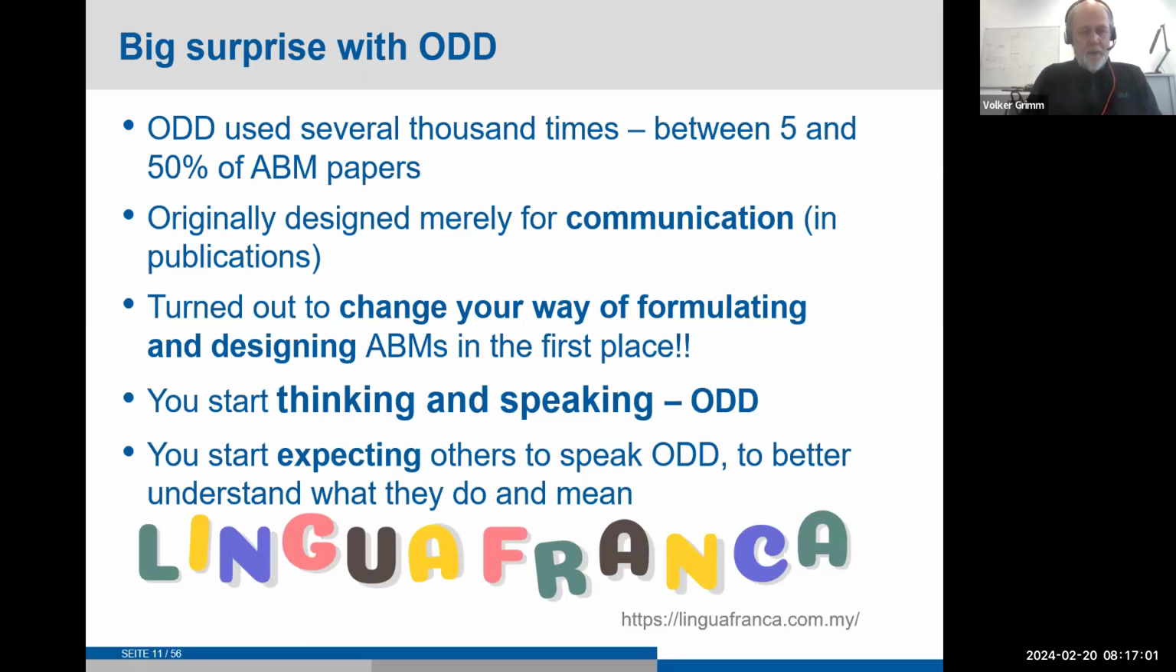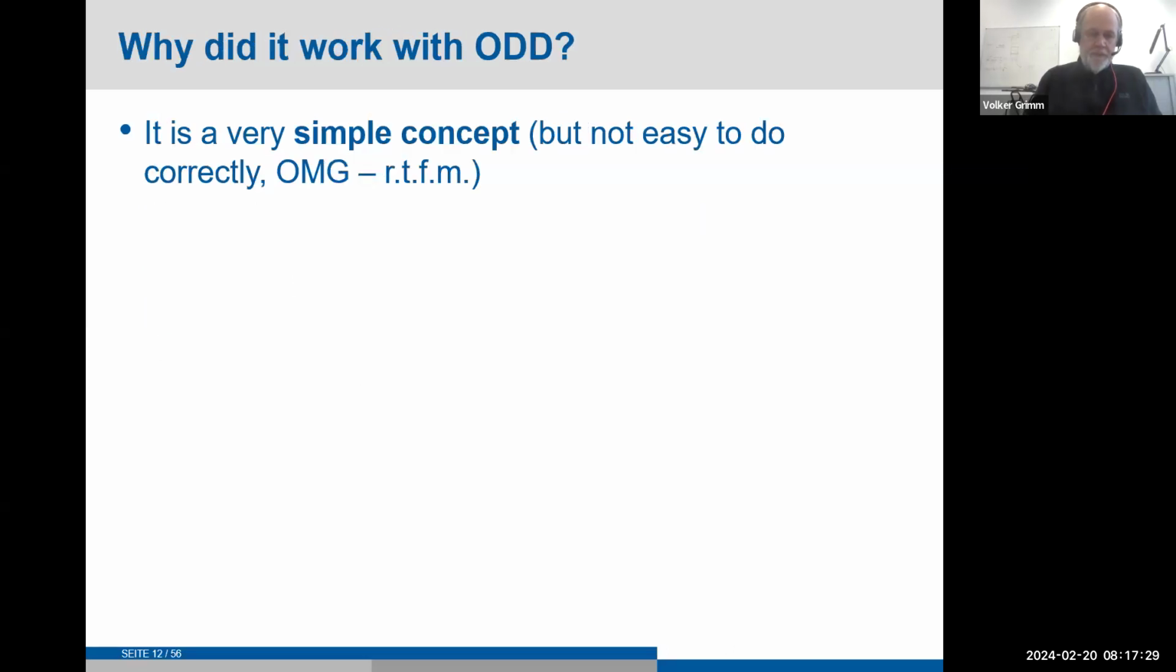And we never had the idea that ODD would be more than just a format for describing models. No, it turns out that you start using it as a checklist in your head. And that really facilitates communication. And the good thing is that from the very beginning, ODD was also published in the social sciences by Gary Polhill in a couple of papers. So from the very beginning, it was spreading beyond ecology, virtually everywhere where agent-based models are used.